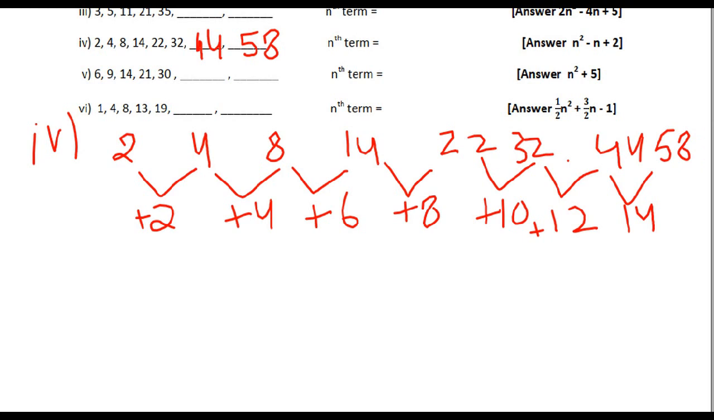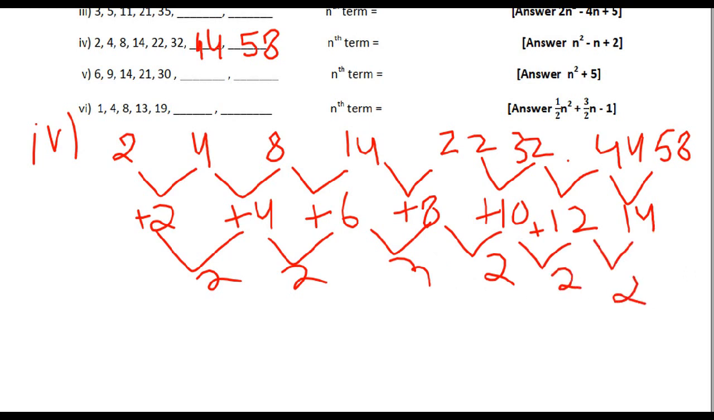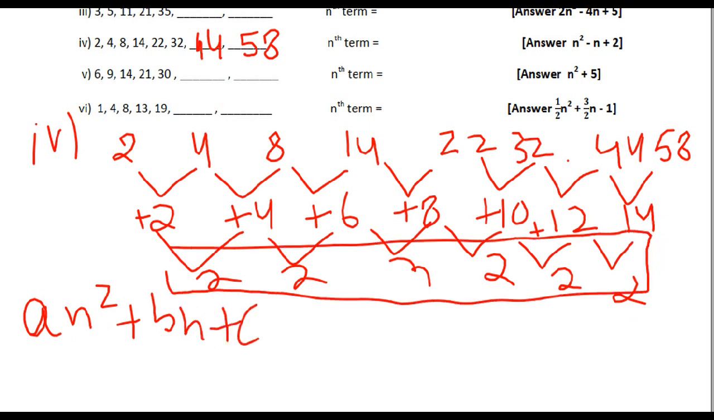Okay, so 2, then 2, then 2, then 2, then 2, and then 2. So this is the second level common difference. So it is a quadratic sequence, so its nth term is an square plus bn plus c. How do we get a? By dividing this number by 2. So 2 divided by 2 is simply 1. So this is 1n square plus bn plus c. Next we need to find b and c.